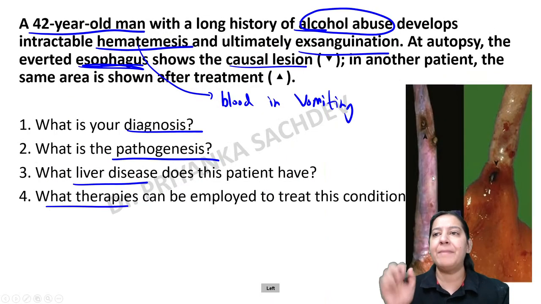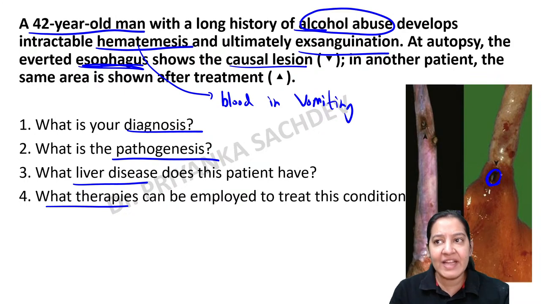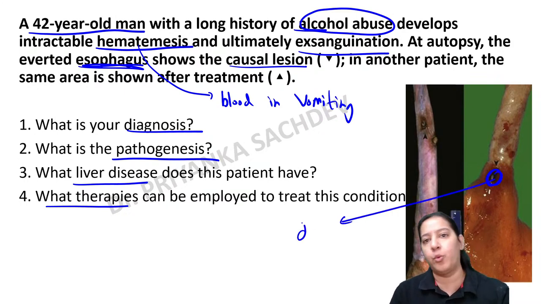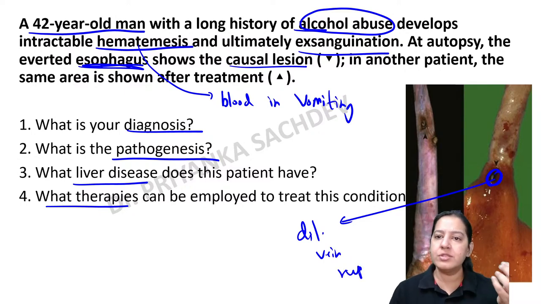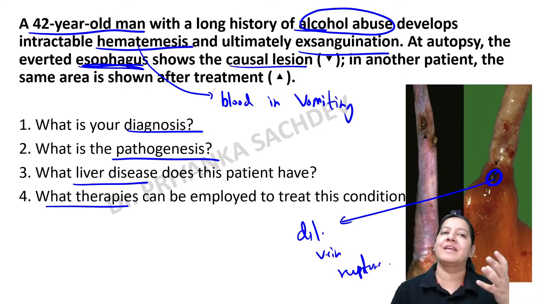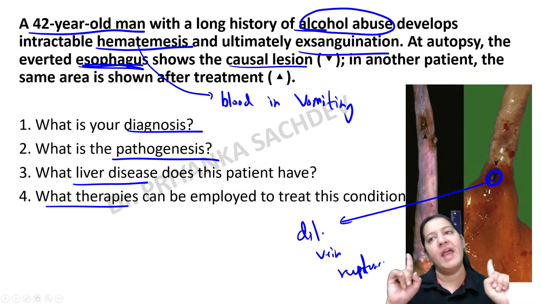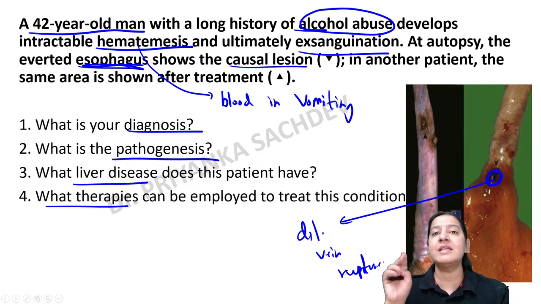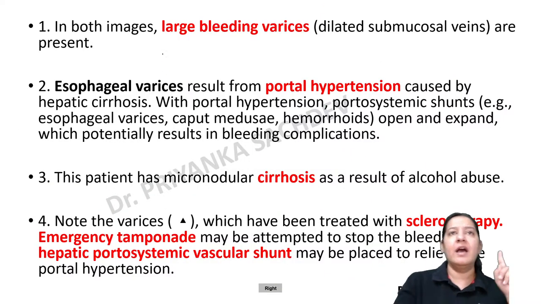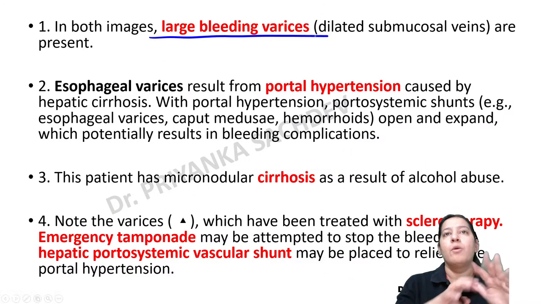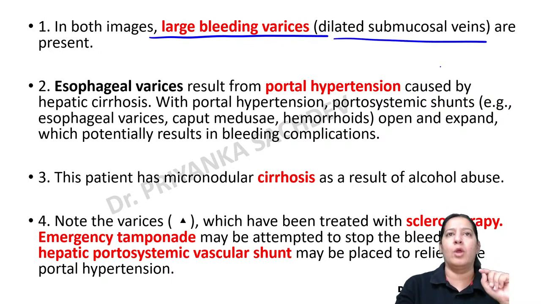Can you see the pinpoint here? It is a dilated vein, which got ruptured, and because of the rupture it started bleeding. It is a dilated submucosal vein which got ruptured and started bleeding. So the answer is esophageal varices. These are the large bleeding varices. What is a varix? It is a dilated submucosal vein.